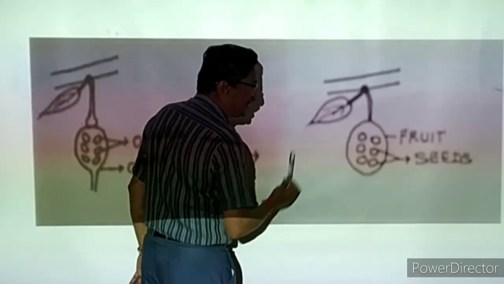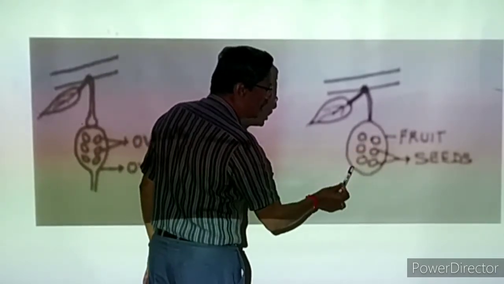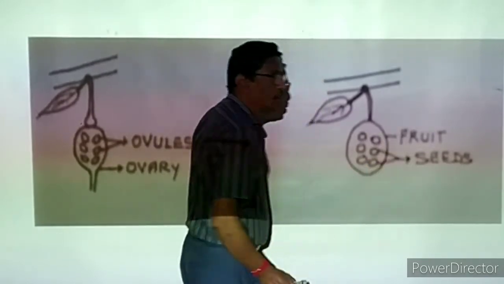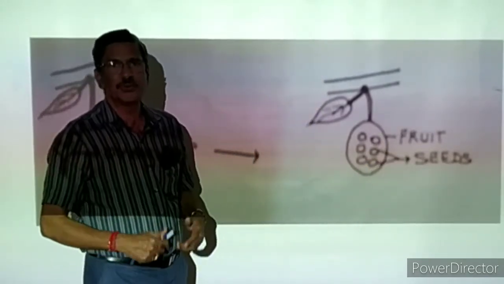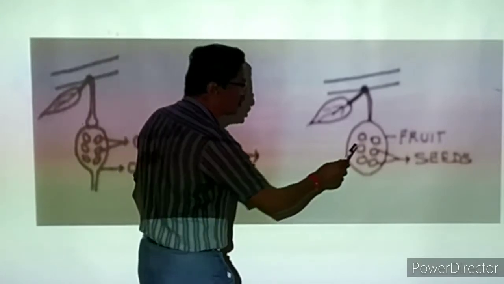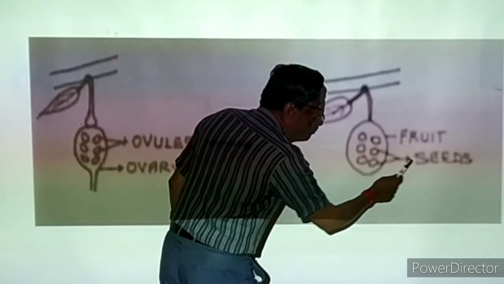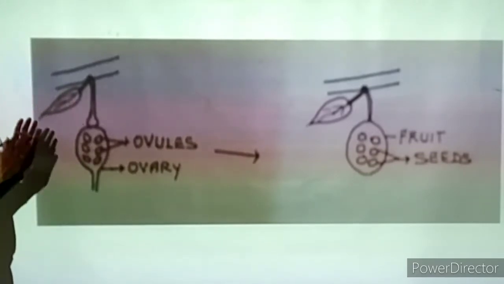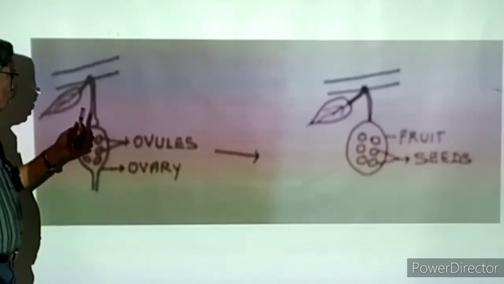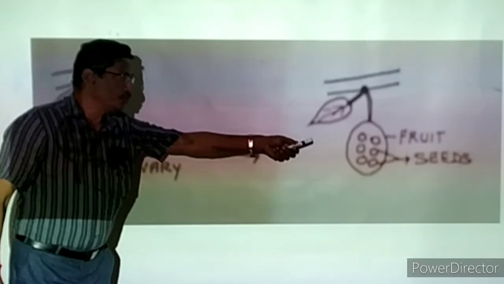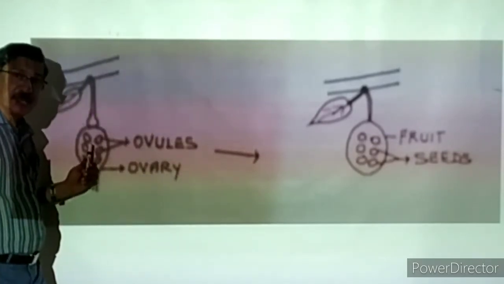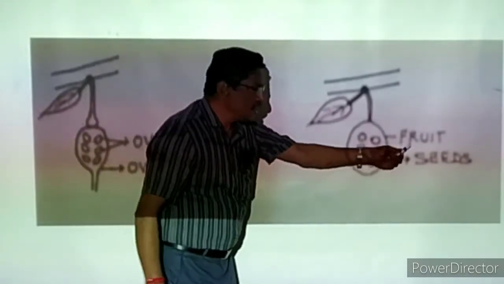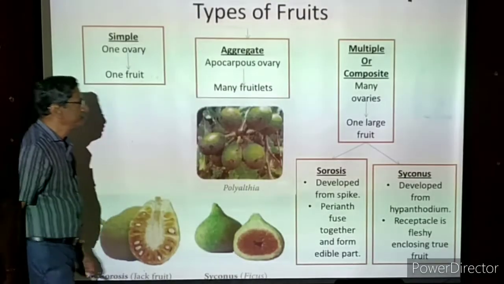So, here two structures will be there in the fruit. One is the outer protective covering called the fruit wall. The fruit wall is also called the pericarp. Carp means fruit, pericarp. And inside that, any number of seeds will be present. Now, this is the basic information about how a fruit is developing. Ovary wall develops into fruit wall. Fertilized ovules are developing into seeds. The fruit wall is also called a pericarp.